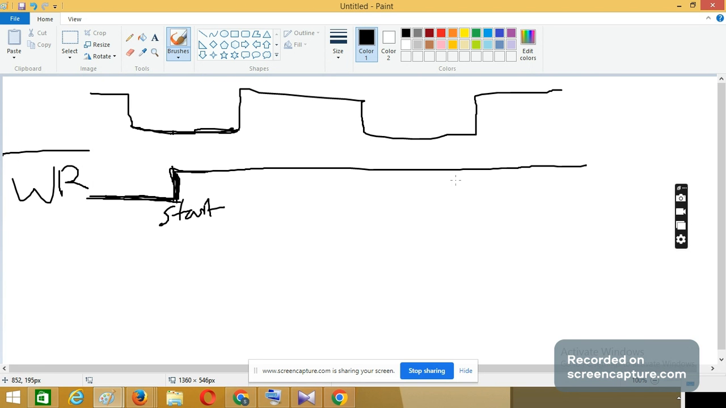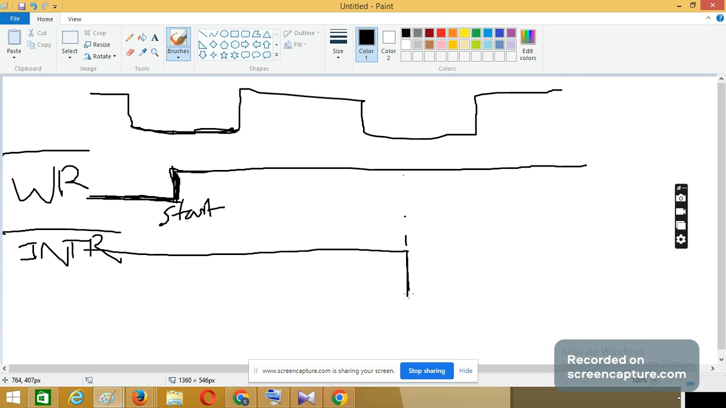Okay. Now, after start of conversion, it starts converting. Once it starts converting, if the conversion is over, INTR will go low. Initially it will be 1. This will go low when the end of conversion has happened.